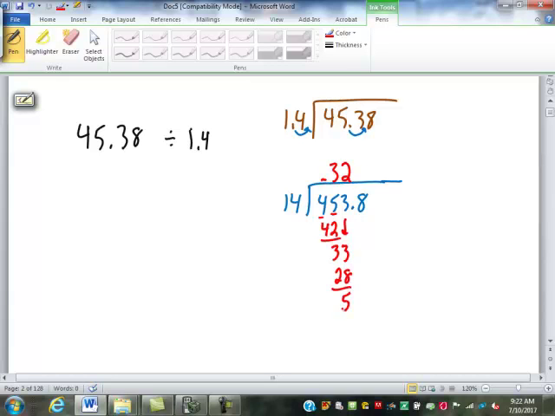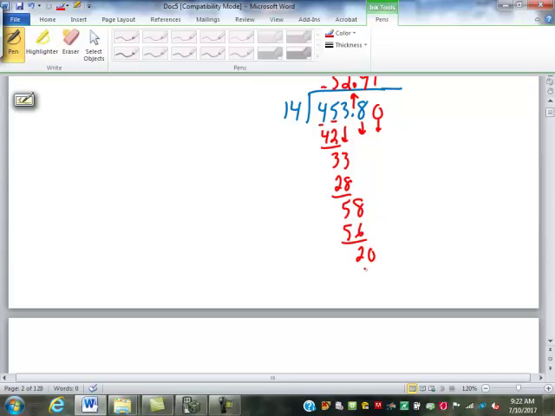And then the decimal point goes up. The 8 comes down. 14 into 58. 4 times would be 56. That's 2. Add a 0. 14 into 20, once. 14, there's a 6.